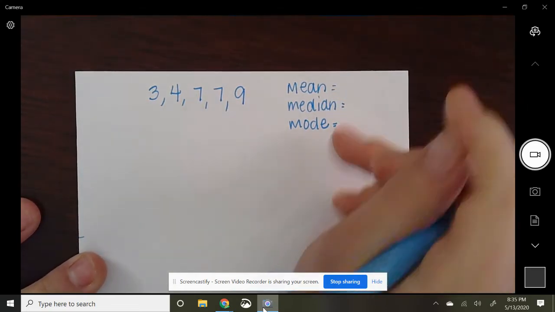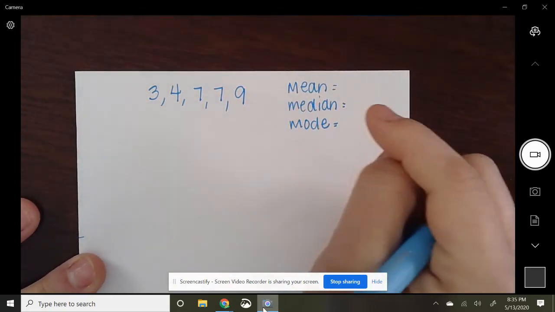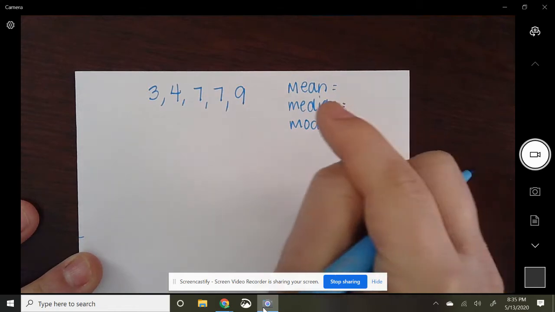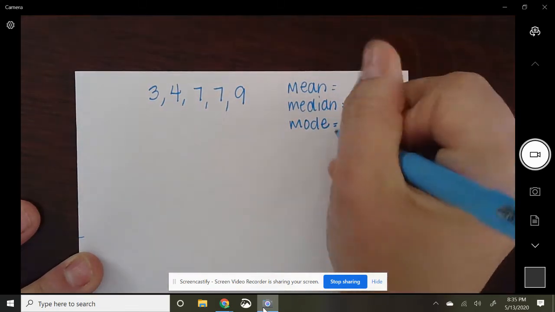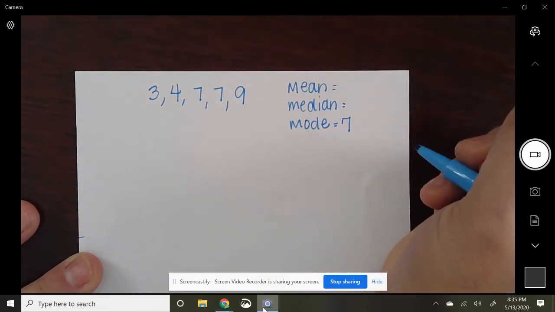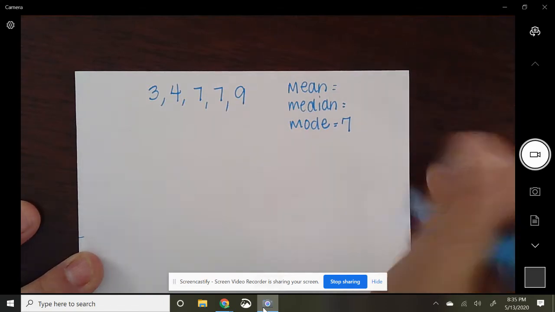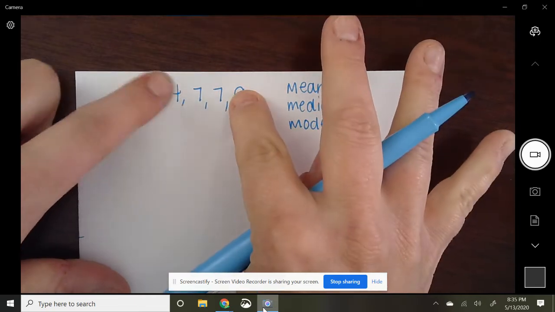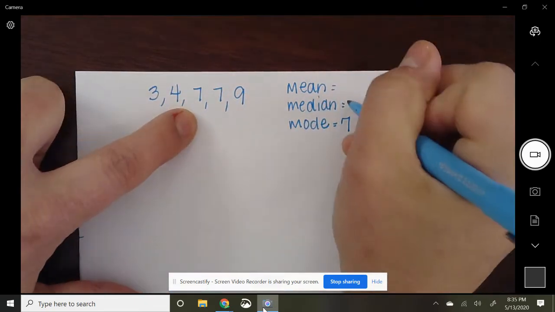I'm going to go ahead and do mode first. Mode is the most frequent number in your set. 7. 7 is the most frequent. It's in there twice. Median is middle. Take one off the front, off the back, front, back. In the middle is 7.